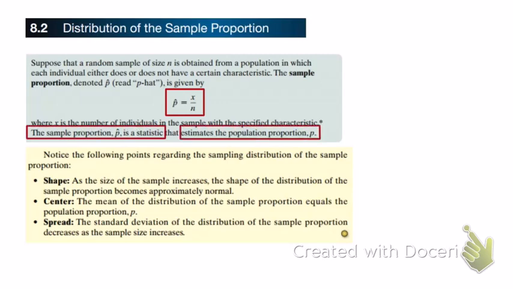As we do with most distributions, we're looking at three things. The shape. Is it skewed? Is it symmetric? Is it normal? Where the center is and what the standard deviation is. We've done that on every distribution we've looked at.